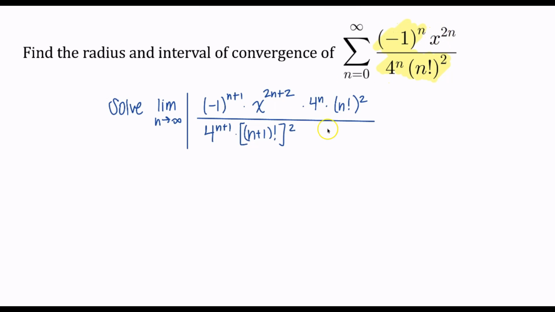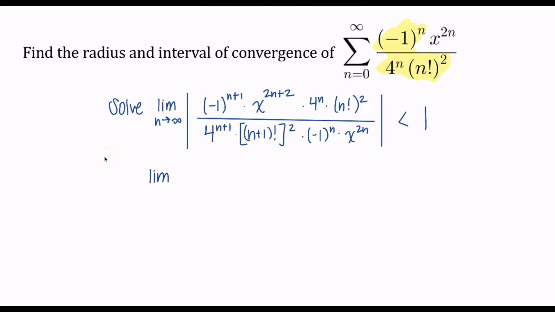And everything in the numerator, I'm going to put that in the denominator. So that's negative 1 to the n, x to the 2n. And the ratio test says that this has to be less than 1 in order to converge. So now let's rearrange things and clean this up a little bit.